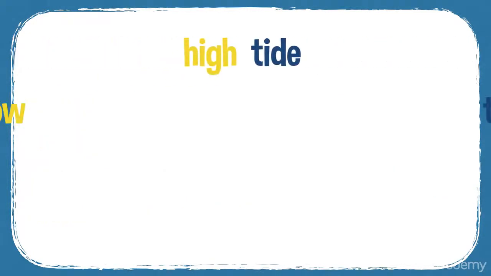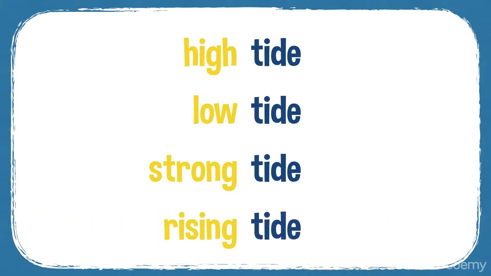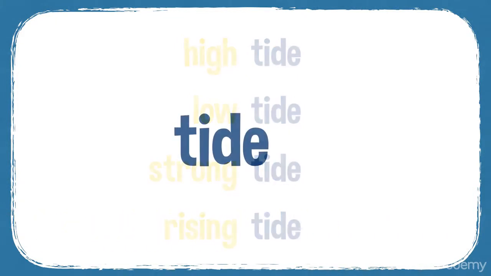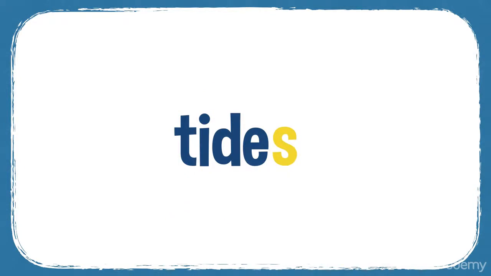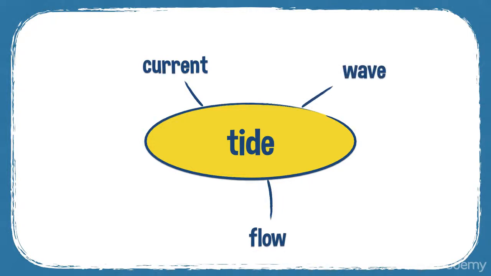So you can have a high tide and a low tide and a strong tide, and if the tide is moving from low to high, it's a rising tide. So tide, tides, and the adjective is tidal. So the E changes to an A. It's a very specialised word, so not so many synonyms here, but you could have current, flow and wave, a tidal wave.